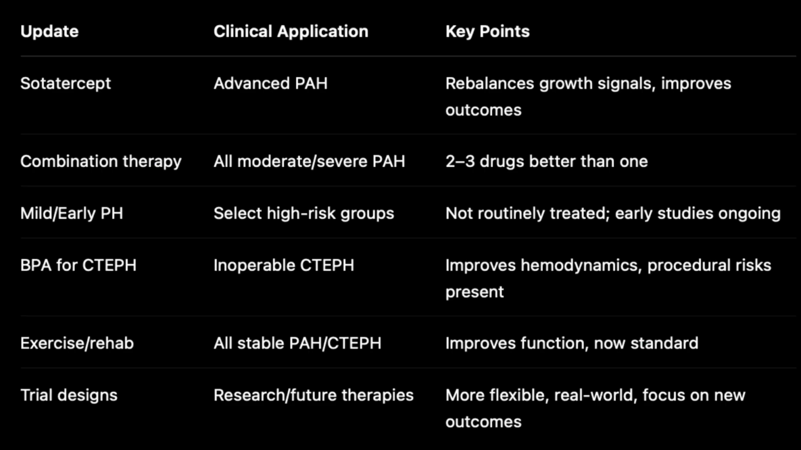So these are the recent advances as we have discussed. Sotatercept for advanced PH, combination therapy for moderate to severe PH, and early therapy: try to find and give therapy and do not neglect them. For CTEPH, go for angioplasty. Exercise testing and rehab is a major design, and in future we need to do better trial designs.